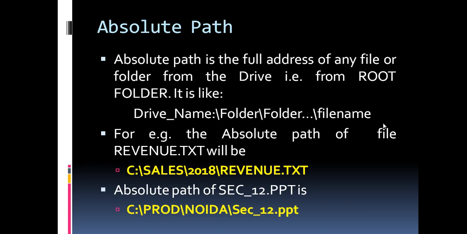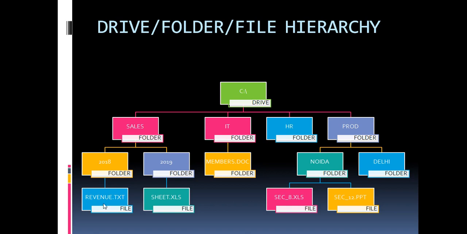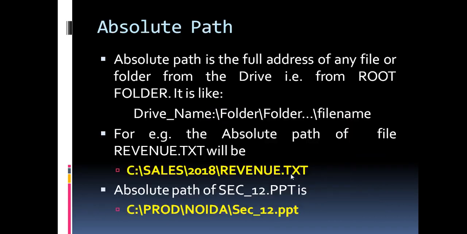What is the address of a file name? It means we have to give the entire drive path, right? Example, the absolute path of the file revenue.txt. Where is revenue.txt? You see here, revenue.txt is in the folder 2018. The 2018 folder is in sales and sales is in C. That is what is written here. Revenue.txt in 2018, 2018 is in sales and sales is in C.